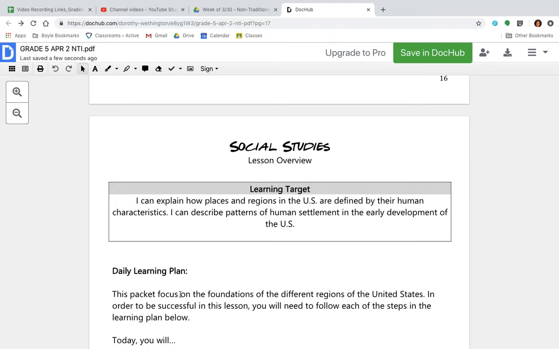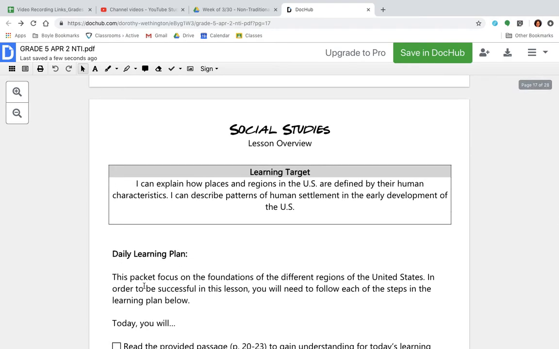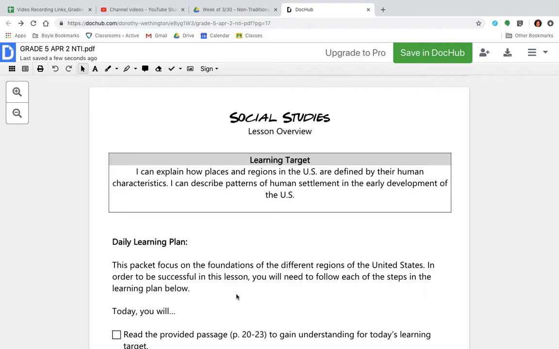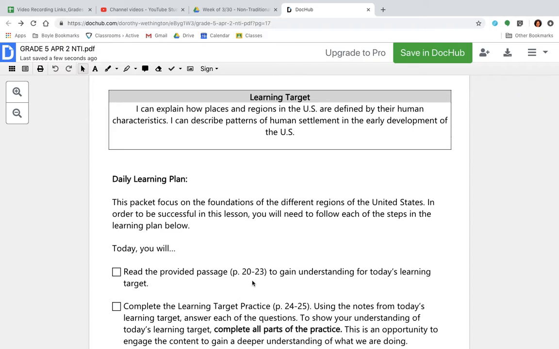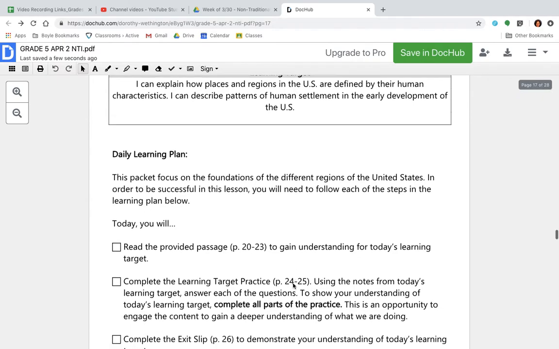Daily Learning Plan. This packet focuses on the foundations of the different regions of the United States. In order to be successful in this lesson, you will need to follow each of the steps in the learning plan below. Today you will read the provided passage, page 20 through 23, to gain understanding for today's learning target.